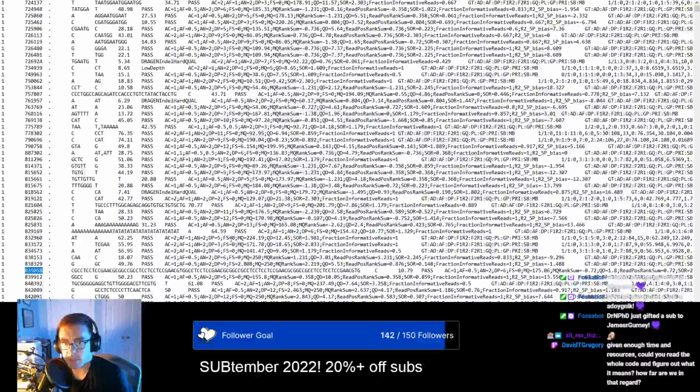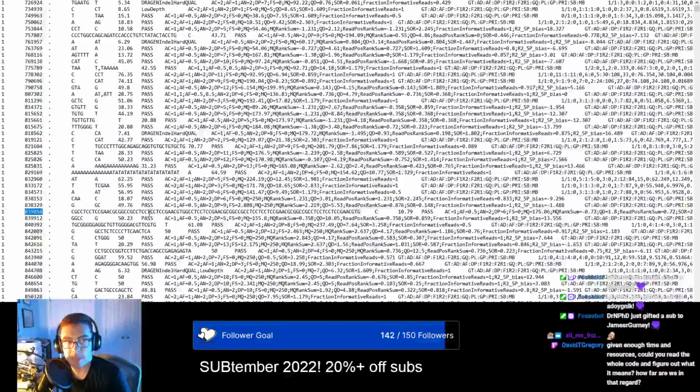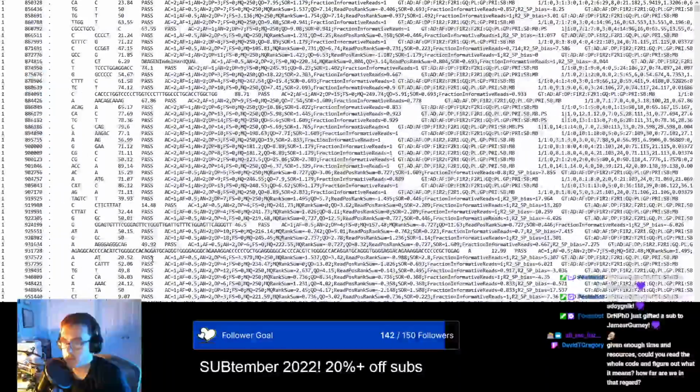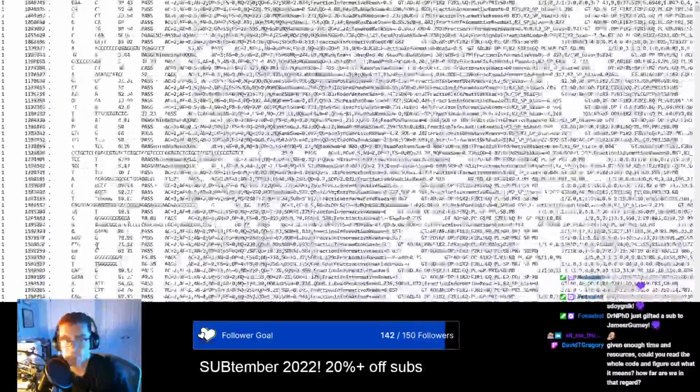Given enough time and resources, could you read the whole code and figure out what it means? How far are we in that regard? I mean, that's effectively what a lot of scientists are doing, right? We are trying to understand even what things are doing when they're working. We have very little knowledge of what's going on when they're not working. So any particular mutation, you kind of just have to shrug and say, I don't know.